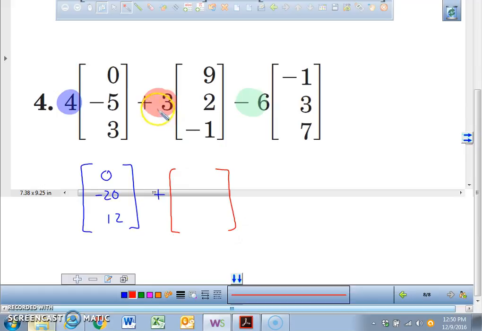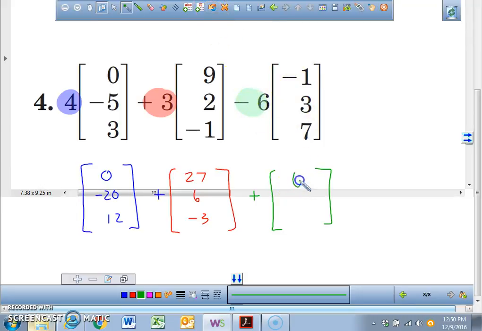What am I going to scale this one up by, everybody? Scale it up by 3. So what's that going to give me? 27. 6. And negative 3. Negative 3. All right. Now this one, everybody notice. What do I do? I'm going to take a negative 6 and multiply the negative 6 into all of those. So that's going to become a positive 6. Yep, negative 18. Negative 42. All right?